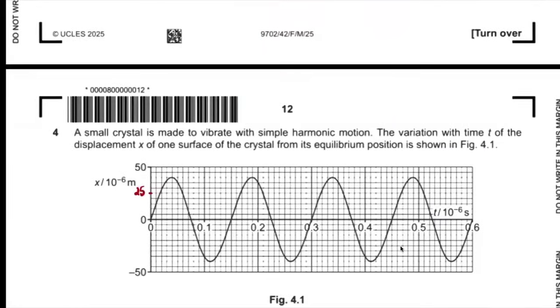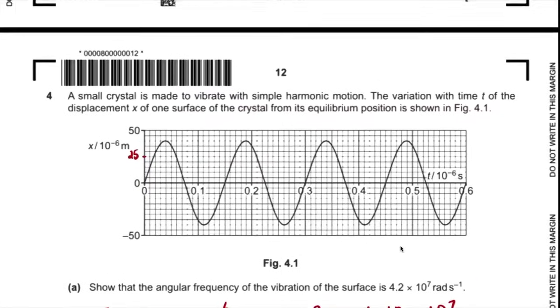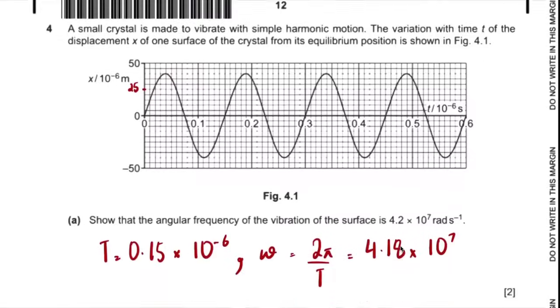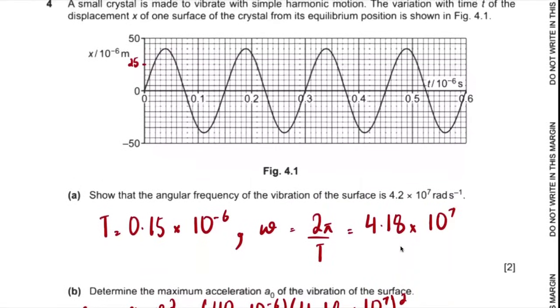Question number 4. A small crystal is made to vibrate with SHM. Variation with time of displacement of the crystal from its equilibrium position is shown in 4.1. Show that the angular frequency is given by this. So I can look at the time period here, which is 0.15 seconds, and angular frequency is basically omega. So omega is 2π over T. You just plug in values, and this is the answer you get.